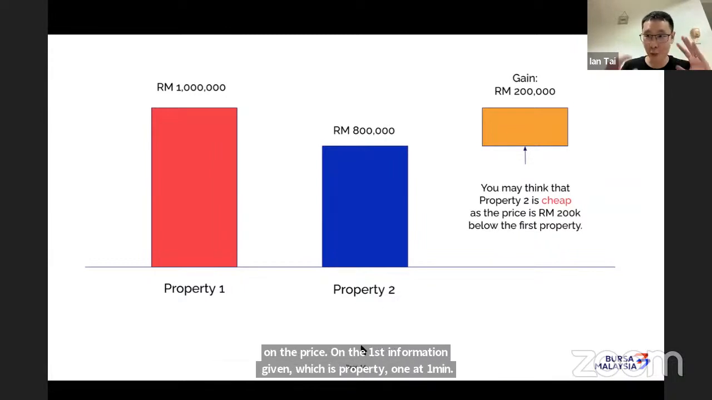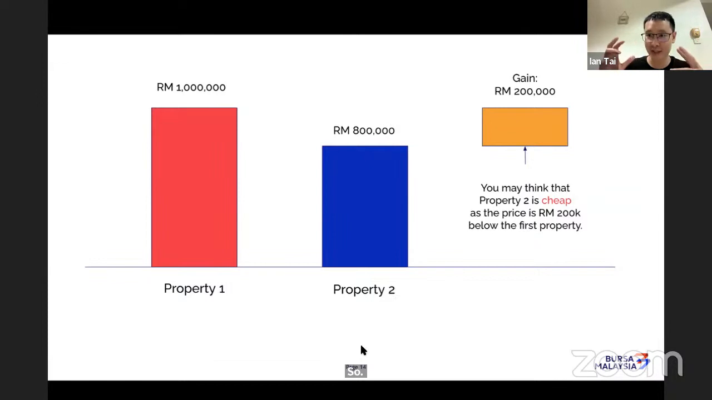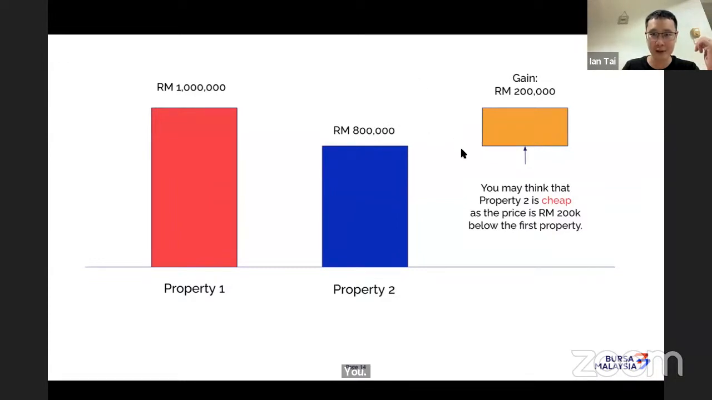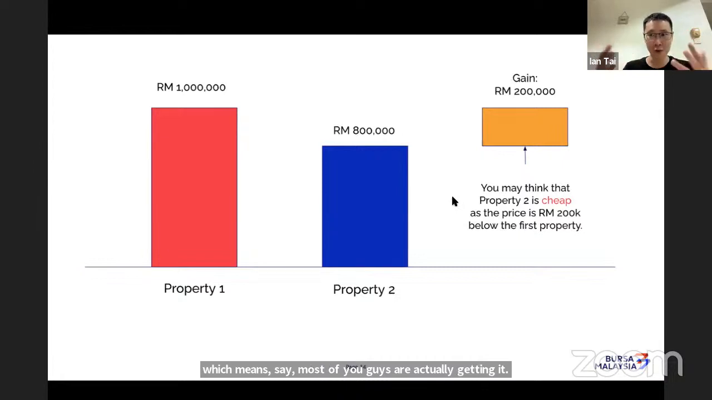So if you are getting the idea of what anchoring bias is, type in 1 in the chat box. Let me know whether you guys are getting it or not. All right, a lot of you are typing in 1, which is very good. Which means most of you are actually getting it. And I'm very happy to find out that you guys are smarter than that. You guys are aware of this.